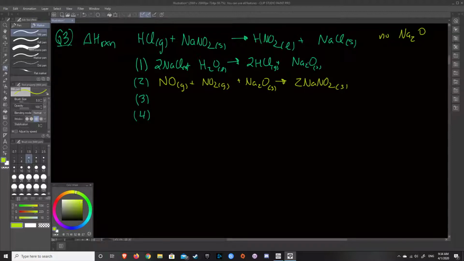So if Na2O is on the right here, it needs to be on the left here. But we need this to be on the left. We need the NaNO2 to be on the left. So we're going to have to flip this one too. So that's just what I just saw. I'm just trying to start to solve this while I'm working through the question.